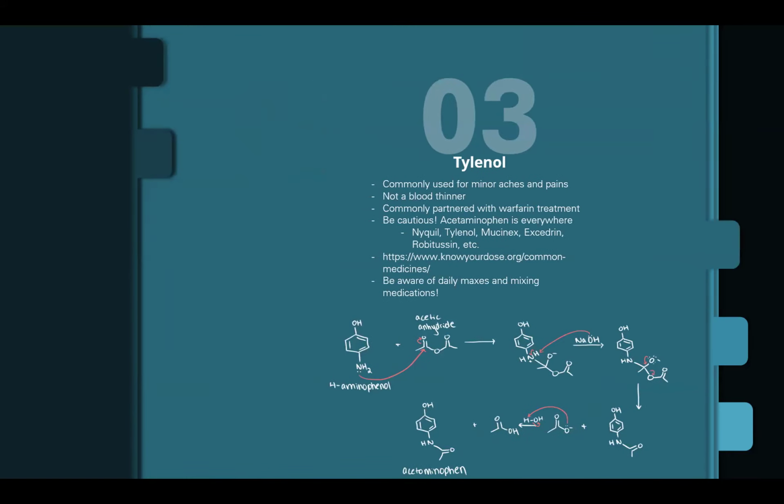Up next, we have Tylenol, which is a common NSAID or non-steroidal anti-inflammatory drug that's used for minor aches and pains. That can include things like headaches, arthritis, back pain, menstrual cramps, and muscle aches. However, unlike aspirin, it's not a blood thinner, which means that it can be used as a post-surgical drug. I'm sure that if you've had any kind of surgery or more commonly a wisdom tooth removal, they have prescribed you probably ibuprofen and Tylenol afterwards, and maybe a little bit of tramadol.